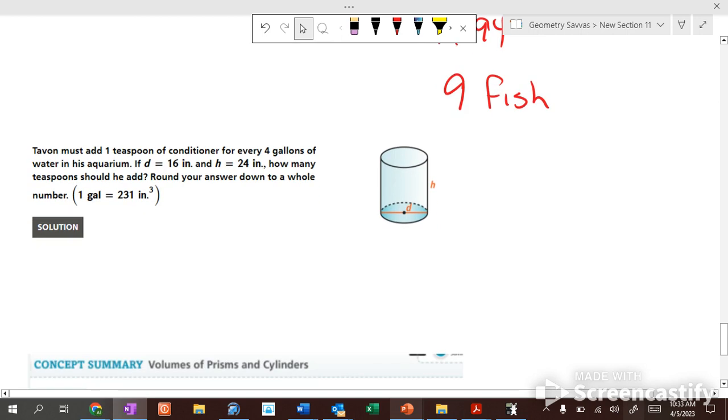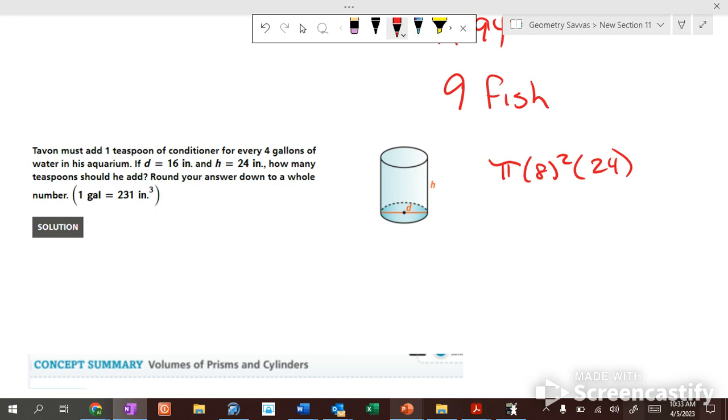Tavon must add 1 teaspoon of conditioner for every 4 gallons of water in his aquarium. If the diameter is 16 and the height is 24, how many teaspoons should he add? All right. So if his diameter is 16, what's his radius? So take pi times 8 squared times the height of 24. Round it to the nearest whole number again. Divide that by 231.